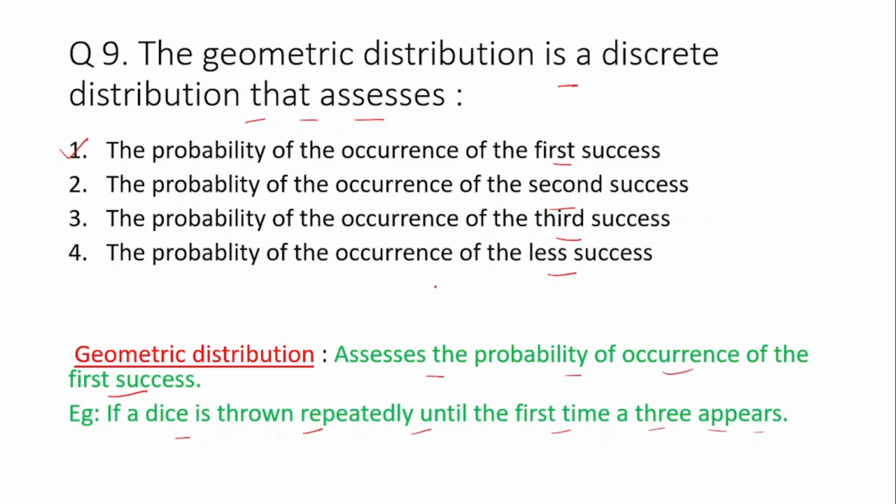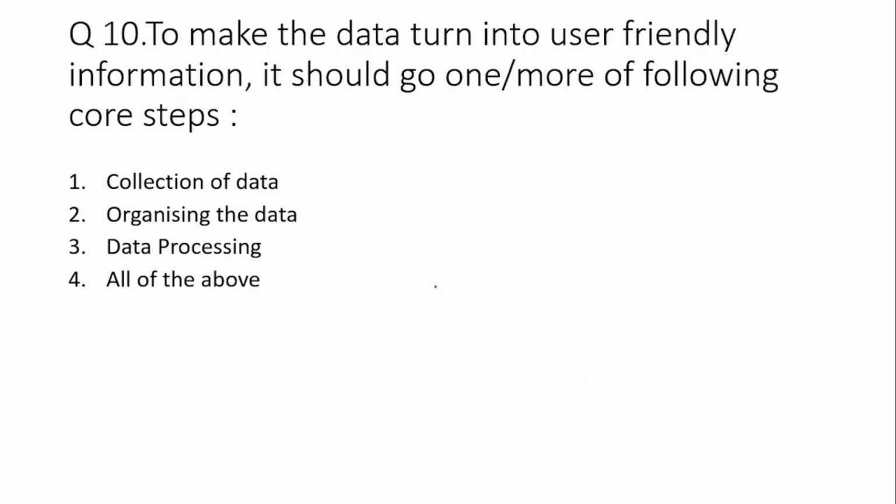Again, that's been discussed in detail in my videos, you can have a look at that. Okay, let's move on to the next question. It says, to make the data turn into user-friendly information, it should go through one or more of the following core steps: collection of data, organizing the data, data processing, or all of the above.